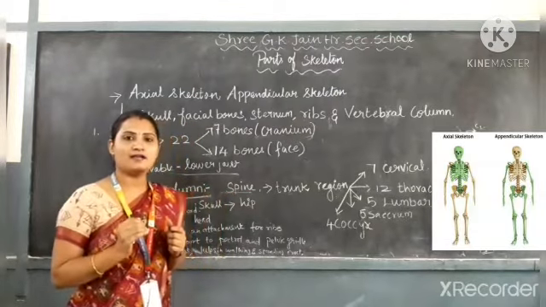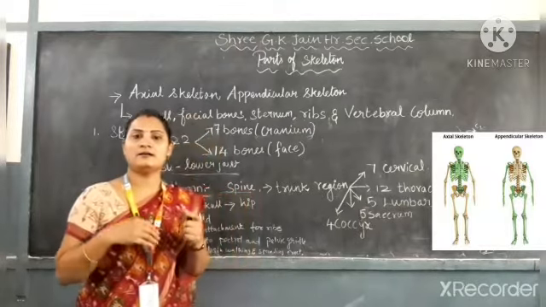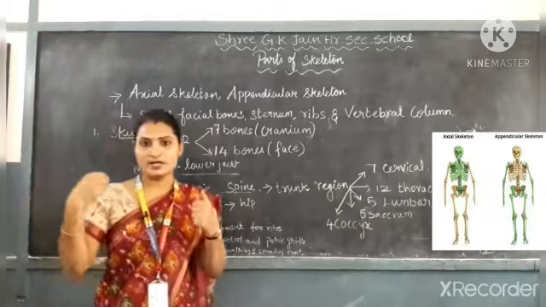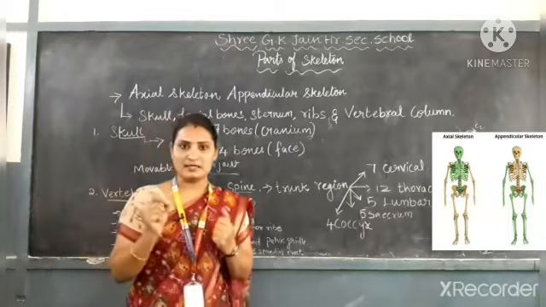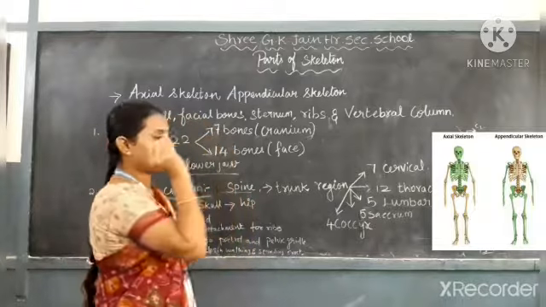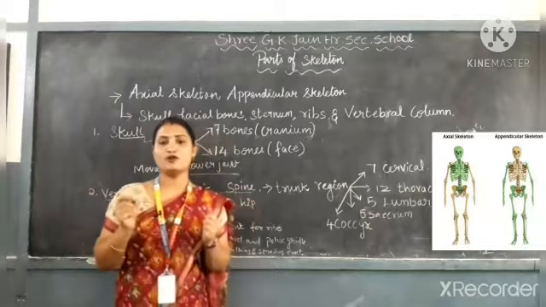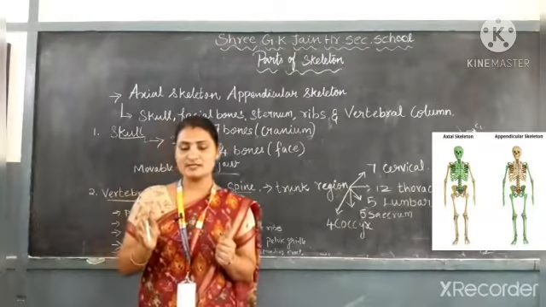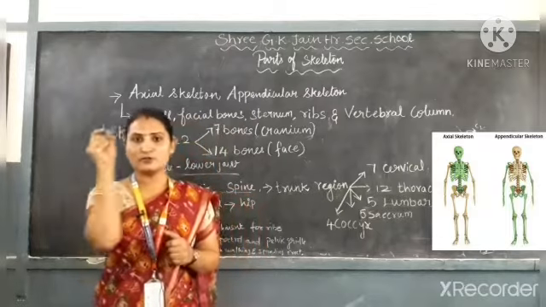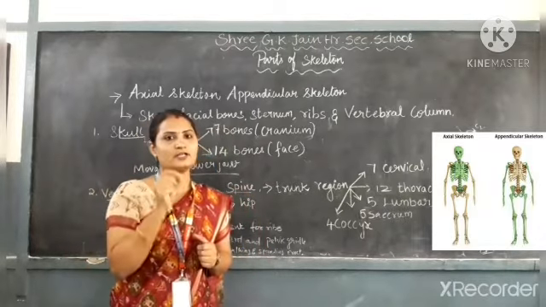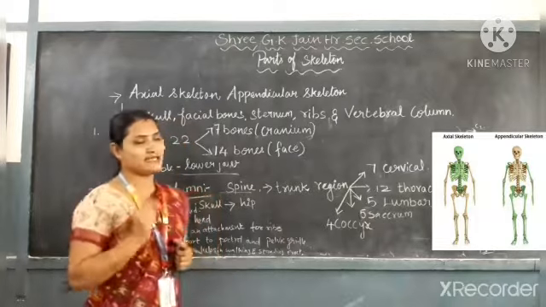And what are the appendages in the human body? The parts which are connected to the central part of the human body are called the appendicular skeleton. And not only the appendages, but also the part which connects the appendages to the central part of the human body is called the appendicular skeleton.